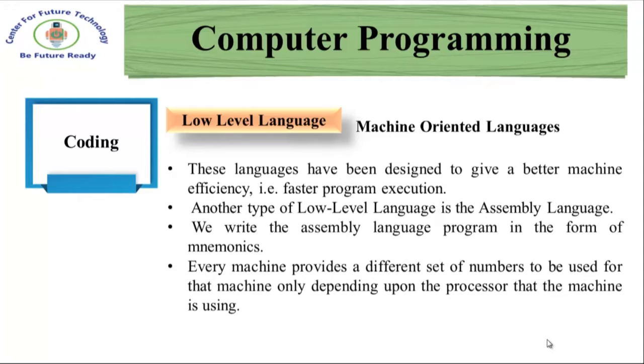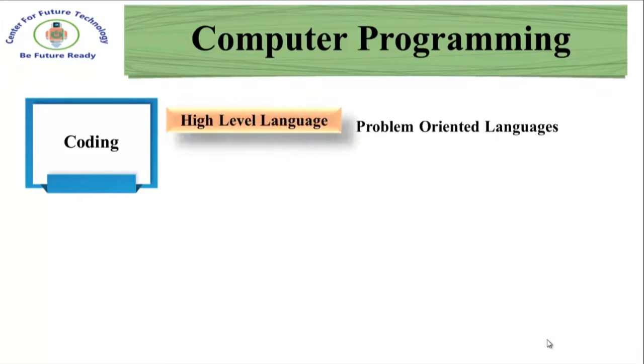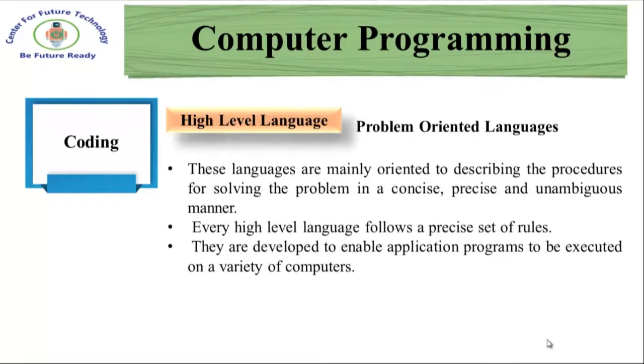Coding in low level, machine-oriented language. These languages have been designed to give a better machine efficiency, that is faster program execution. Another type of low-level language is the assembly language. We write the assembly language program in the form of mnemonics. Every machine provides a different set of numbers to be used for that machine only depending upon the processor that the machine is using.